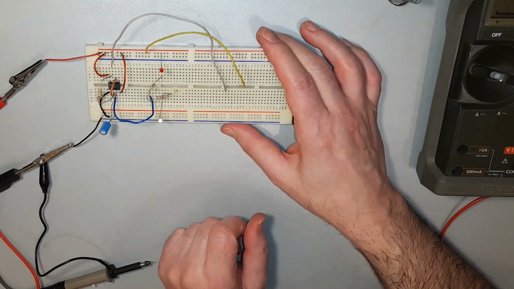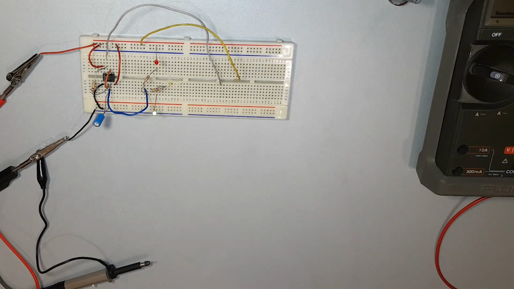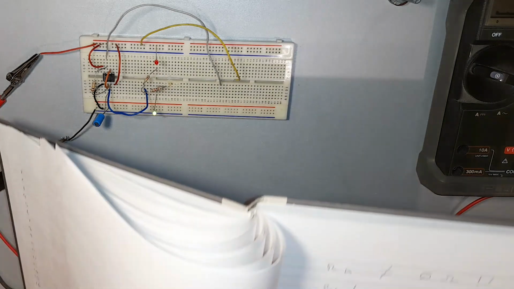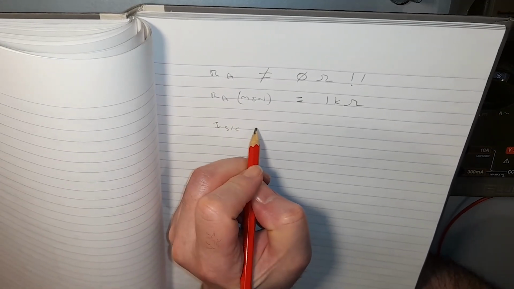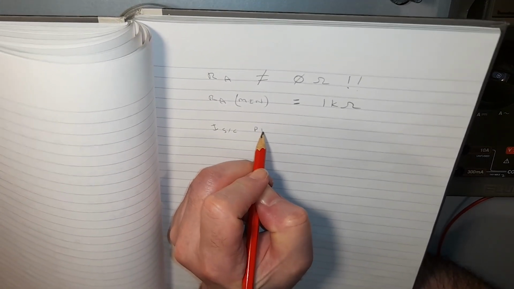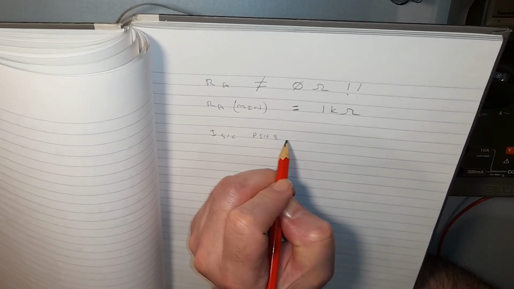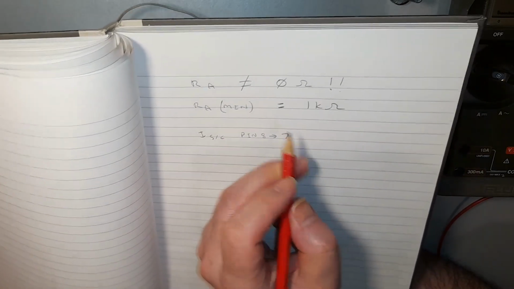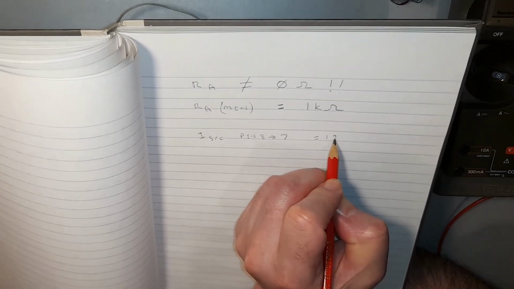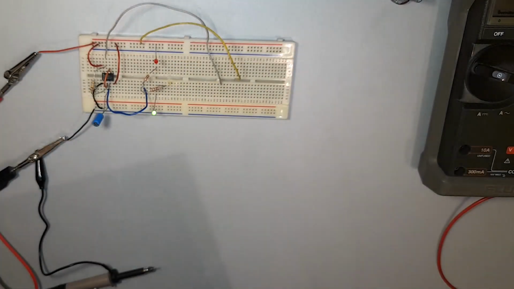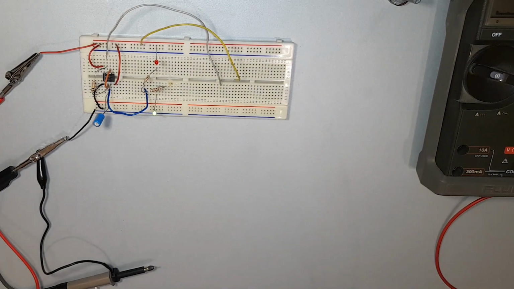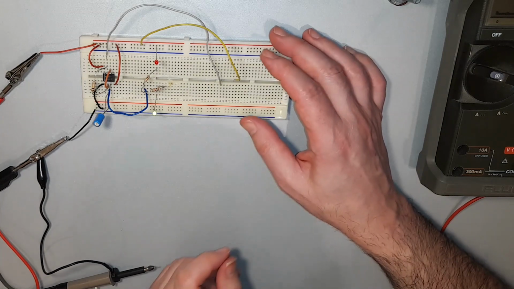Okay. Let's write that down. I short circuit on pin 8 to 7 equals 120 milliamps. That's quite a lot. Okay.